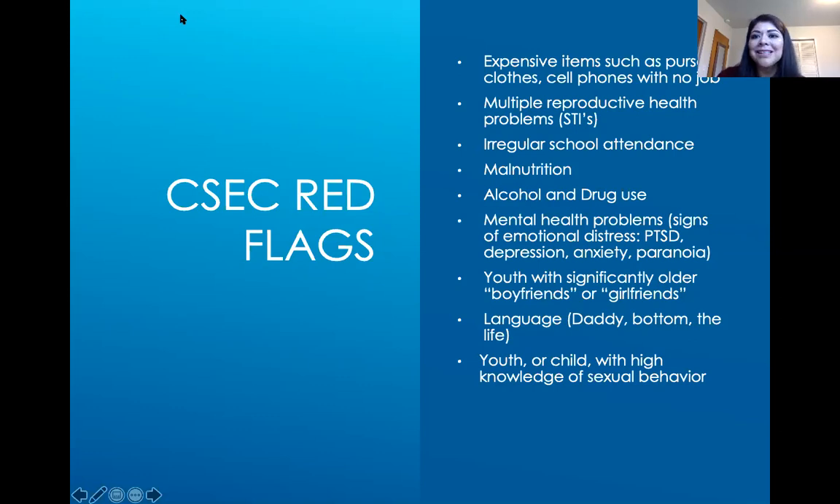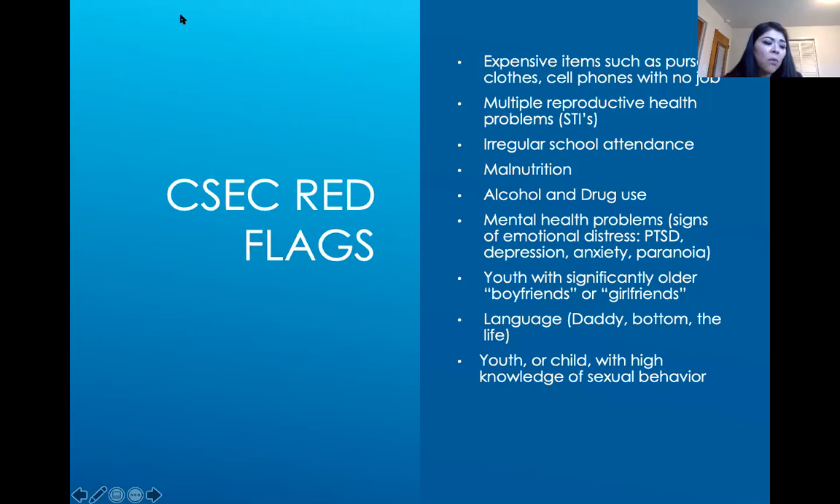And one of them is expensive items such as purses, clothing, so luxury items. Multiple cell phones. So if we see that this youth has multiple cell phones, doesn't feel comfortable sharing where these items or luxury items came from, and then of course excessive cash as well. Multiple reproductive health problems, STIs. This is specifically if a youth is constantly going to medical facilities seeking health care, or having reproductive health problems. That's another sign and a red flag.